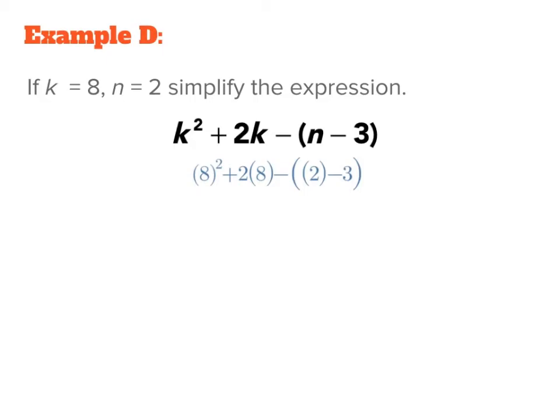We're going to start with our grouping symbol. So we've got our 2 minus 3. That's what we're going to start with. Everything else is not touched, so we're going to bring that down exactly as I see it above, because I don't want to make any mistakes in my copying. 2 minus 3 is going to give me negative 1.